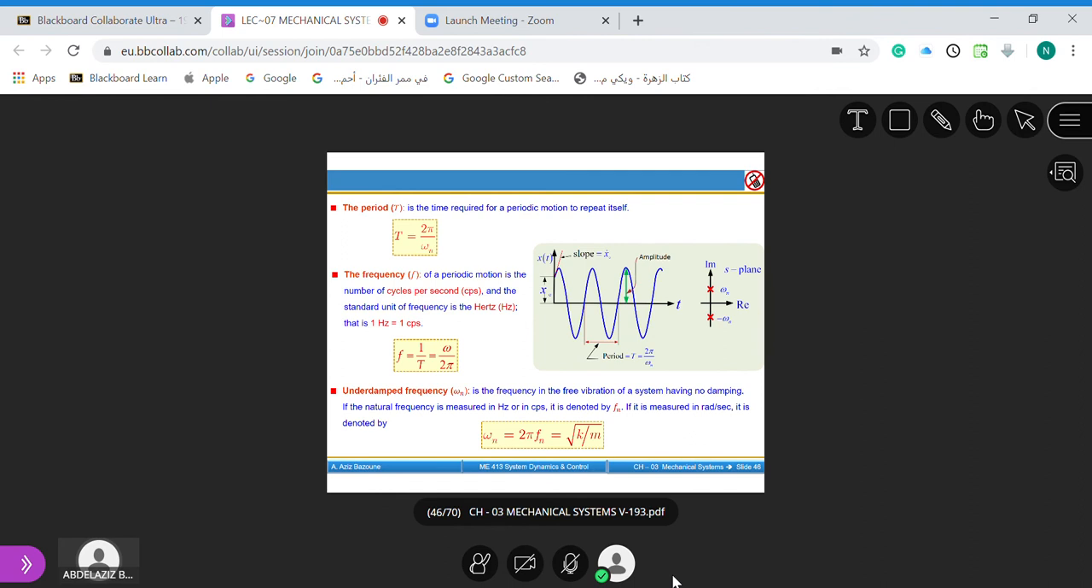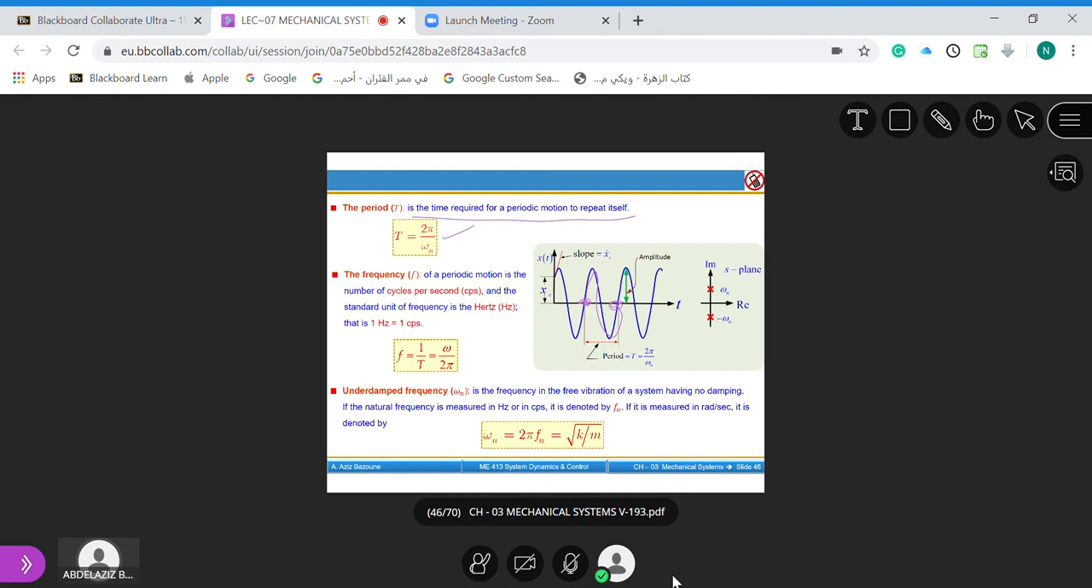The period, since it is a simple harmonic motion, we calculate to be 2 pi over omega n. The period, as all of you know, is the time for the motion to repeat itself. For example, if you take from this point here and go through the motion up to here, this is called one period, because after that it will repeat itself.